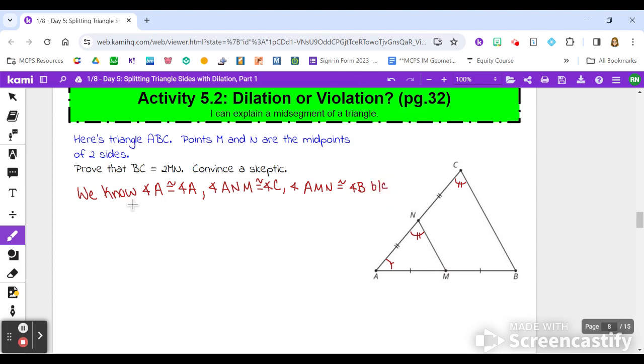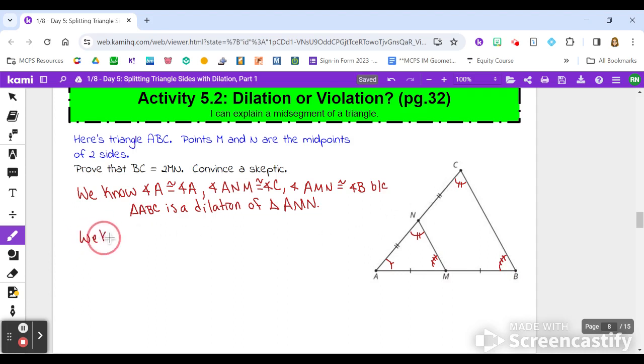Because triangle ABC is a dilation of triangle AMN. Okay, so now that we've shown that all of our angles are congruent, we can say that our triangles are similar. And we also know that our scale factor for this specific problem is 2.